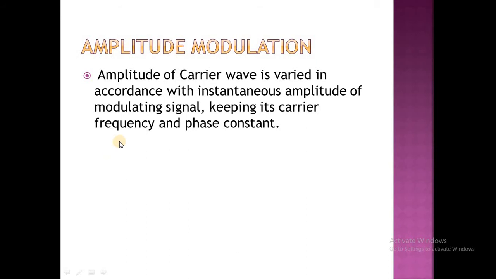What is amplitude modulation? The amplitude of the carrier wave is varied in accordance with the instantaneous amplitude of the modulating signal, keeping its carrier frequency and phase constant. While varying the amplitude of the carrier, we have to keep the frequency and phase of the carrier constant. So it is part and parcel of the analog communication system.